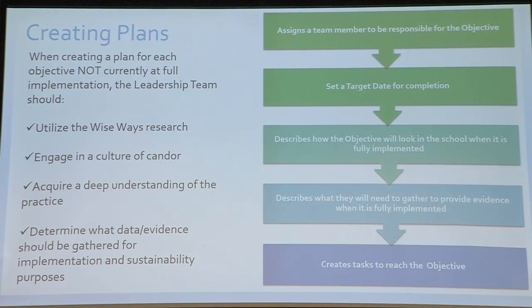Then we go on to create a plan. So any of those indicators that you said were not fully and effectively implemented and you had a sustainable plan, your teams get the opportunity to choose which ones to create plans for. When we're creating the plans, again, using the wise ways, having the conversations, figuring out what the indicator actually means. And we're going to determine also what type of data and evidence we should be gathering for sustainability purposes, right?